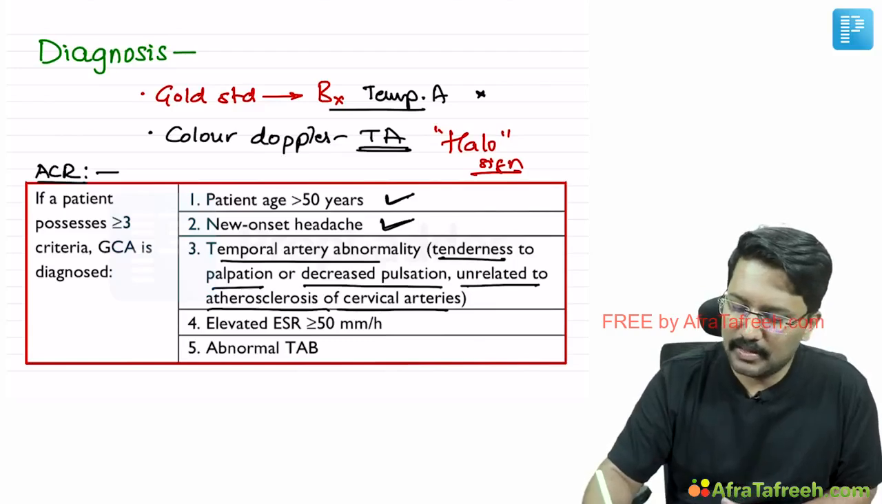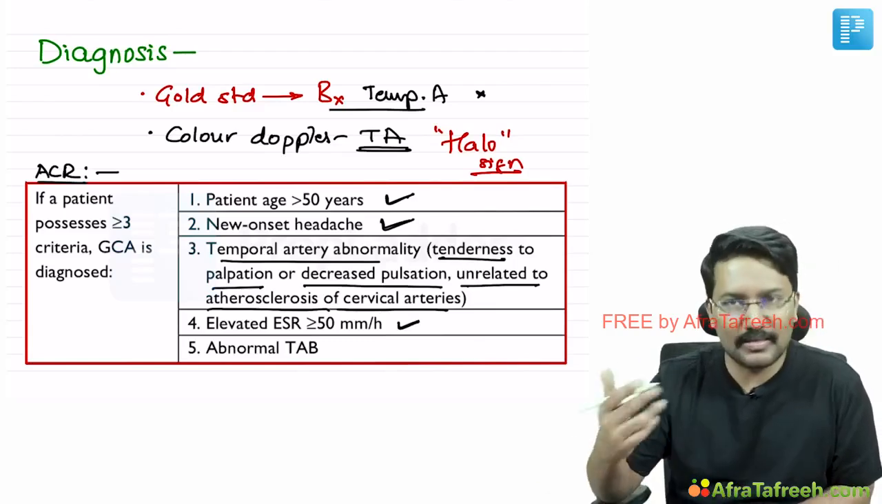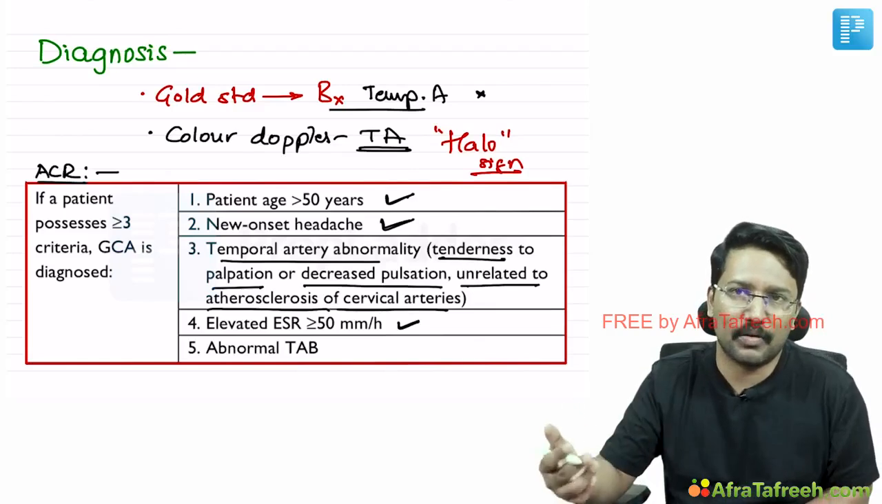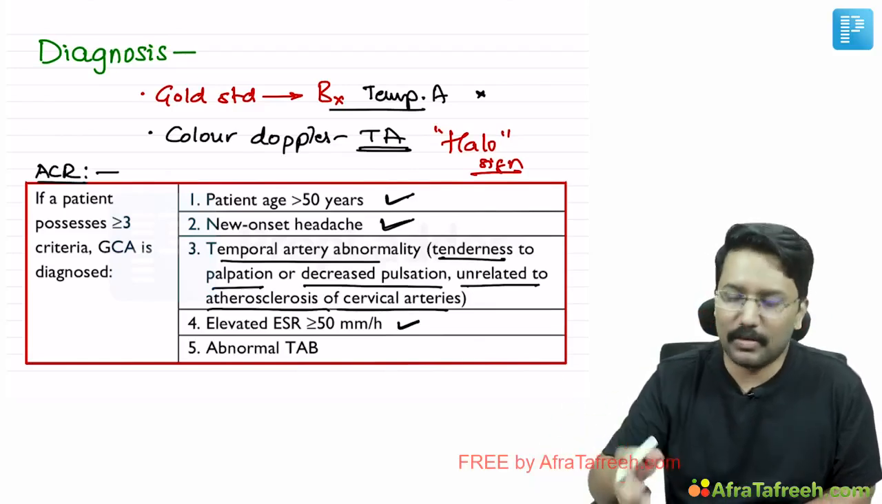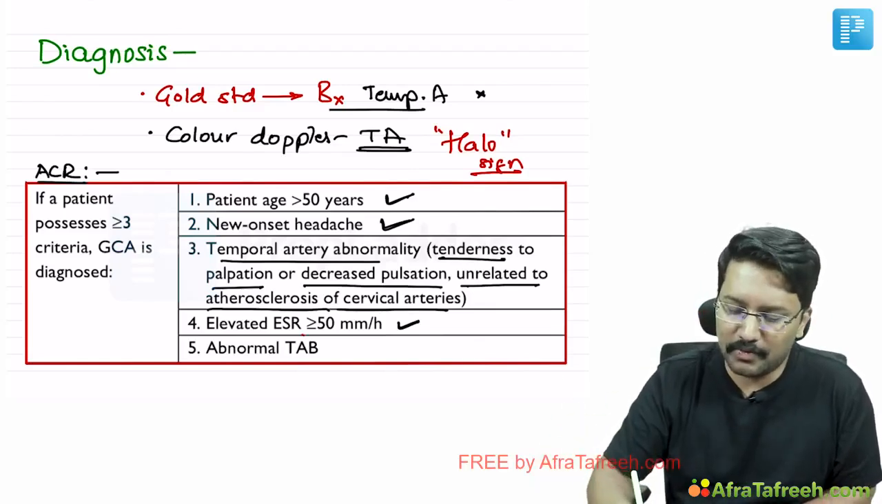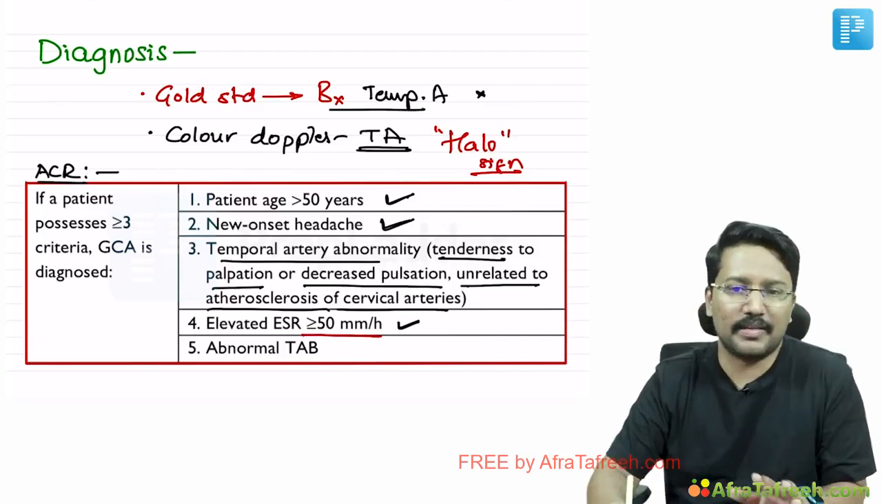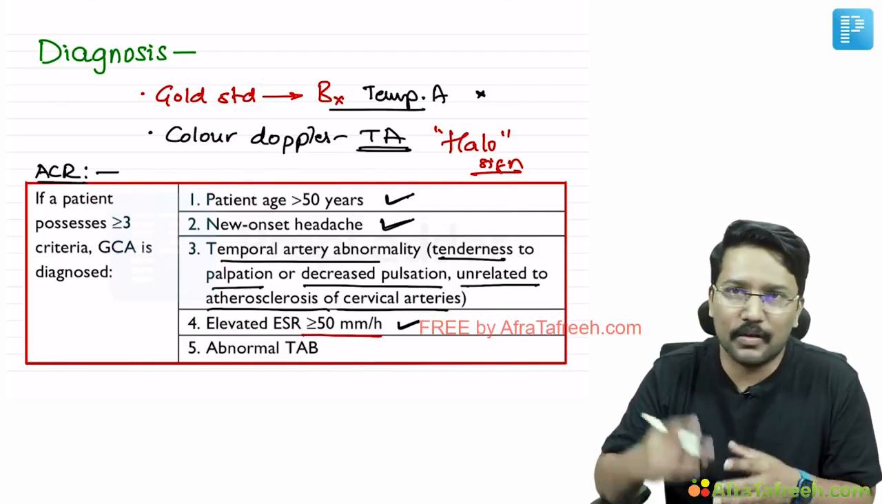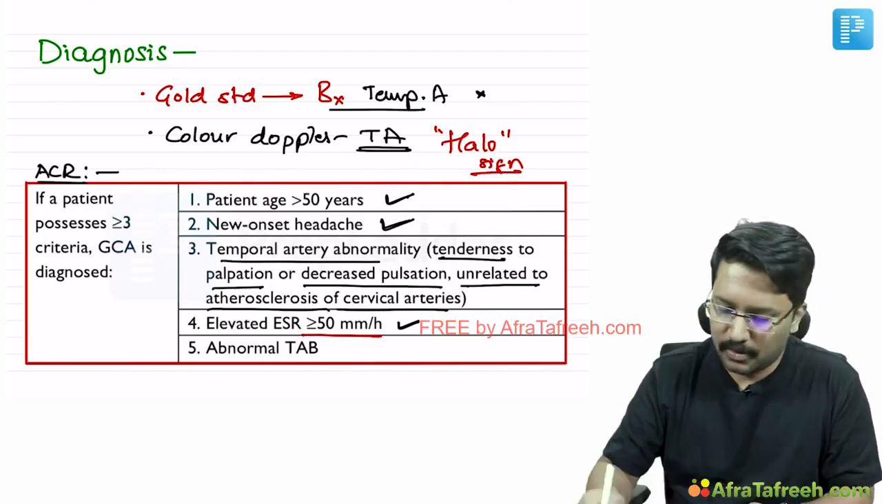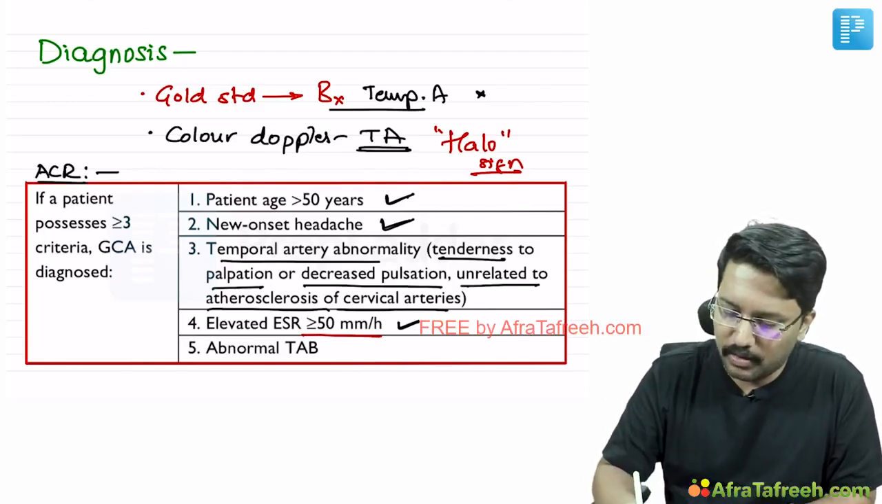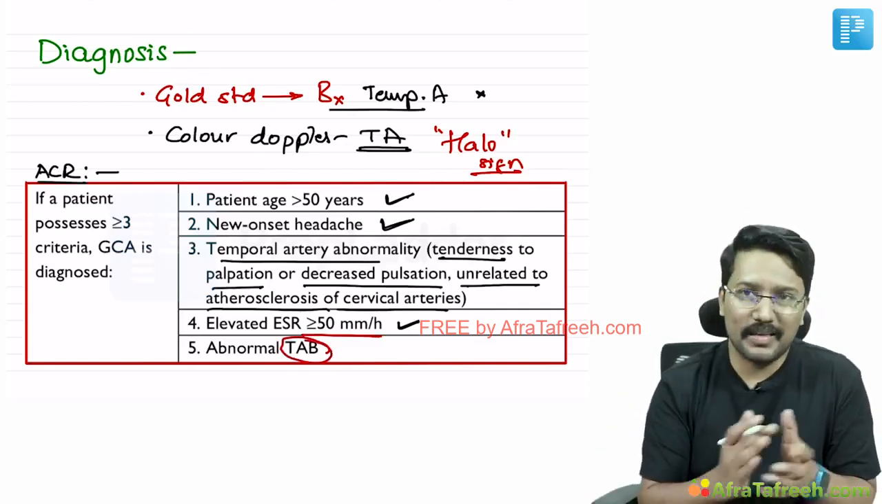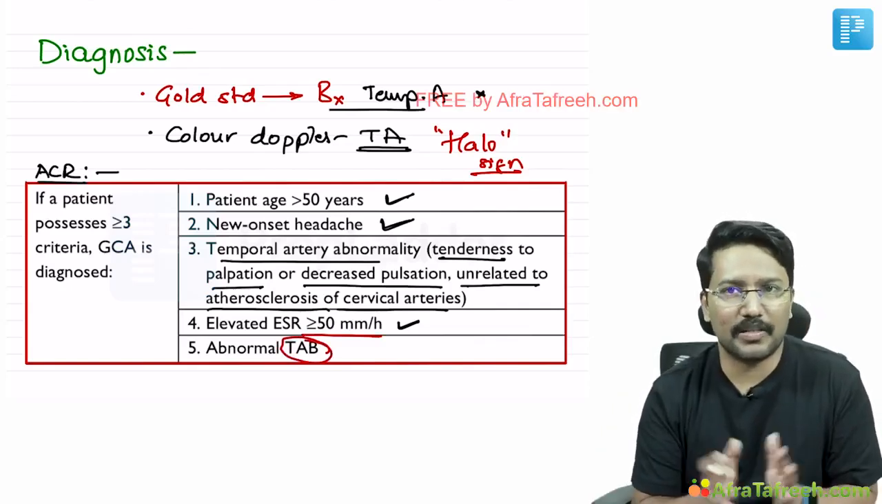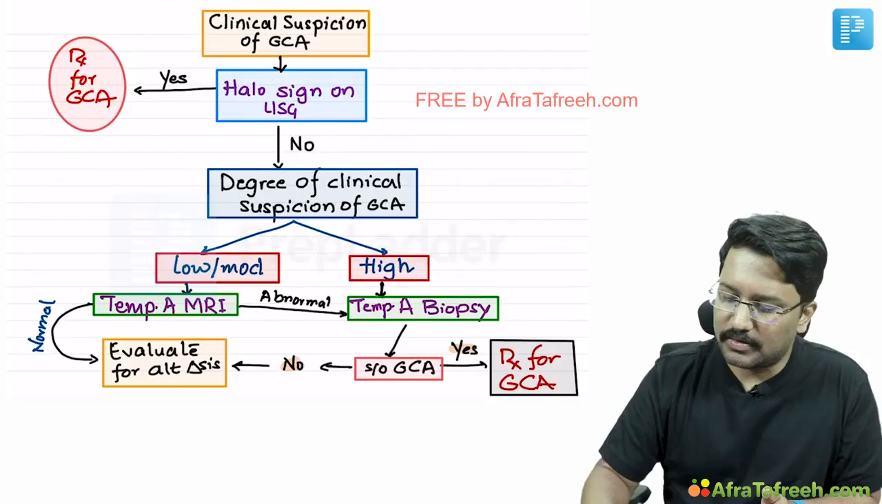The fourth parameter is the elevated ESR. We know that a reasonable number of these patients would have an ESR more than 100 at presentation. For the classification criteria, a minimum of 50 is required, right? So when the patient has more than 50 millimeters in the first hour of ESR, you would be giving them 1 point, right? The last one is about abnormal temporal artery biopsy. So if 3 out of these 5 are satisfied, you would be classifying the case as giant cell arteritis or temporal arteritis.